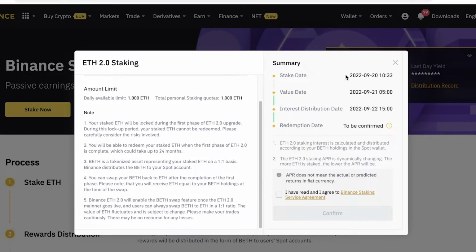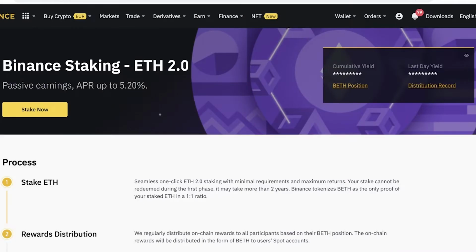Now you can see you have your stake date entered on the top right over here, and you will see the value date as well as the interest distribution date and your redemption date. So depending on how long you stake your Ethereum for, your yields will vary. Once you have read all of these terms, you will simply click on agree, and then you can begin staking on the Binance platform.